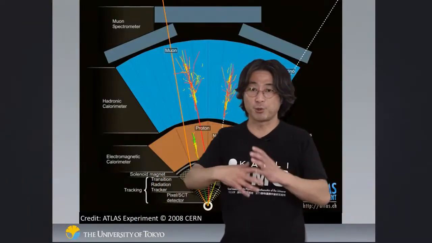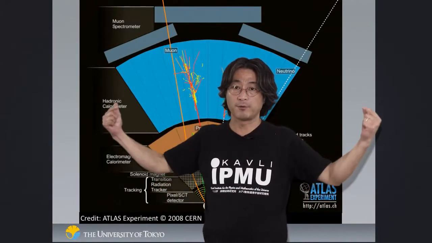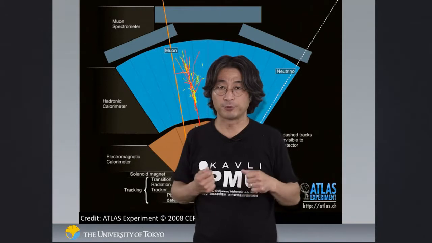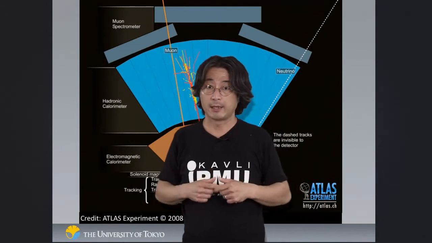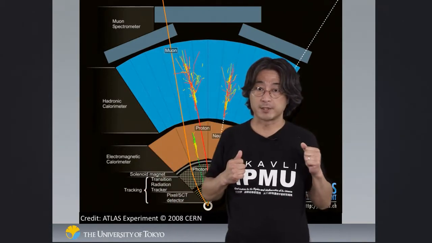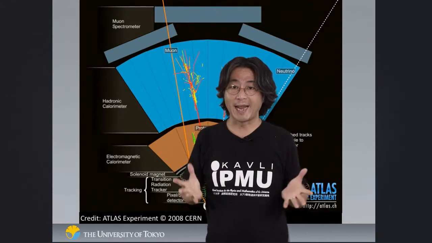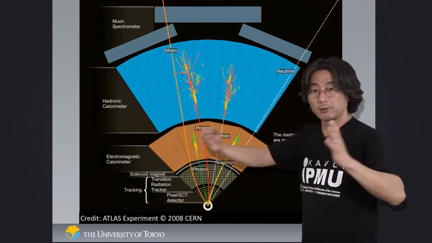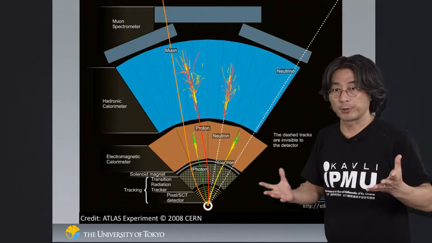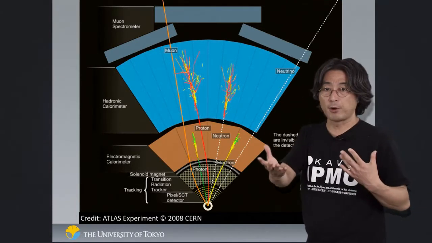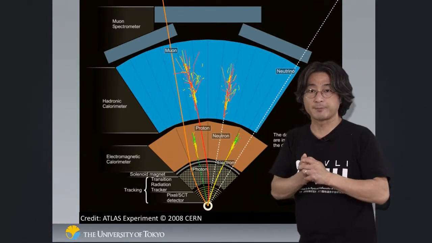In order to capture all these particles flying out from this high energy collision of two protons against each other, they built this complicated device. And the reason is that they don't want to miss anything. This kind of collision can produce all kinds of particles, and depending on the nature of the particle, there are different ways of capturing them.